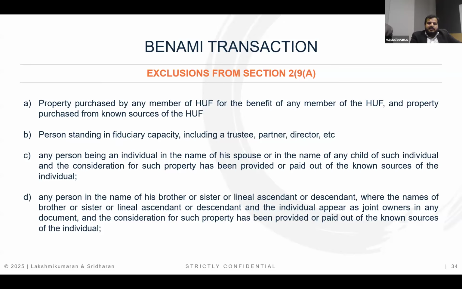Benami law. Similarly, the fourth exception is where it is in the name of sister or brother or the lineal ascendant or the descendant. In those cases also, if the party is able to establish that the property was acquired out of the known sources, in these cases also the property will not qualify as a Benami property. So the essential element which the law here deems is that it must be acquired out of the known sources. And the specified category basically deals with those cases where we generally see that the family member may want to acquire some assets in the name of either the current family member or the next generation. So the law has provided for the exception that these cases will not be considered as Benami transaction.